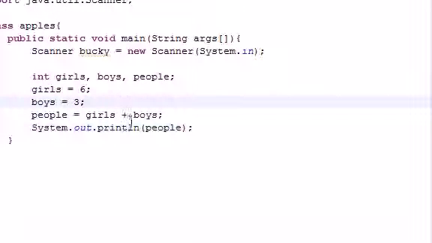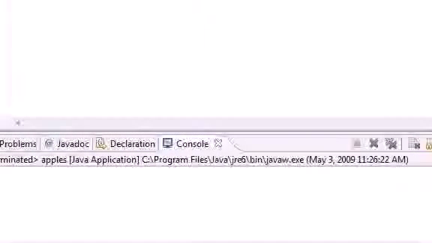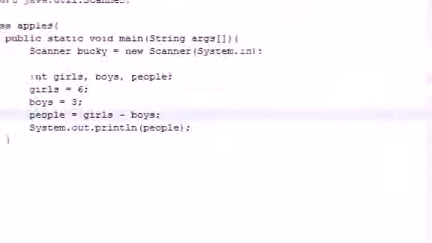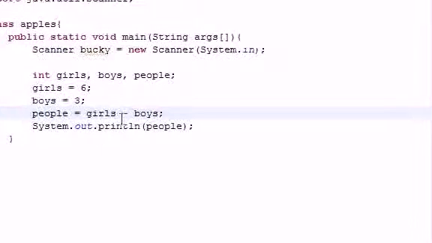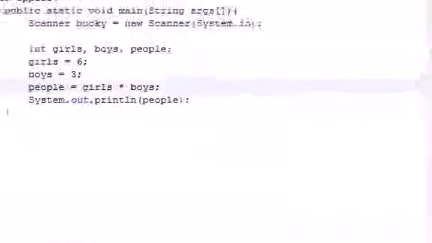But addition isn't the only thing you can use. You can use minus, or subtraction, to get the difference, which 6 minus 3 is 3. You can also do some other cool ones. The symbol for multiply is actually the asterisk, which is that little symbol above the 8. So whenever you want to multiply, make sure to use that. As you can see, 6 times 3 is 18.